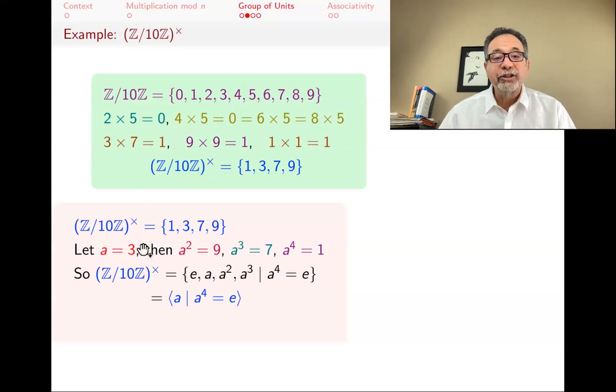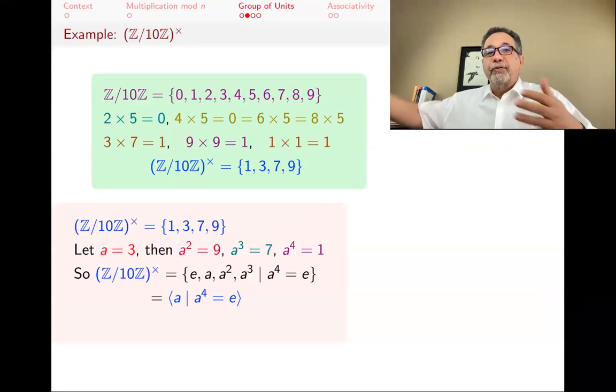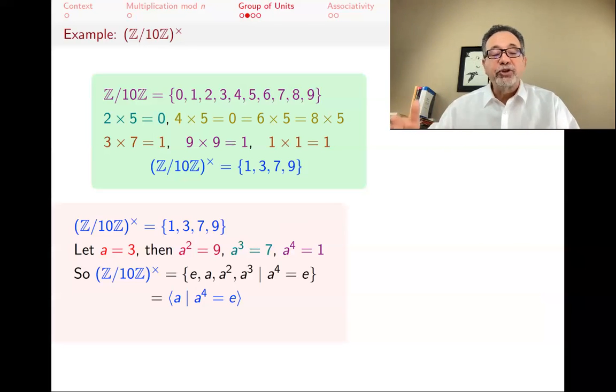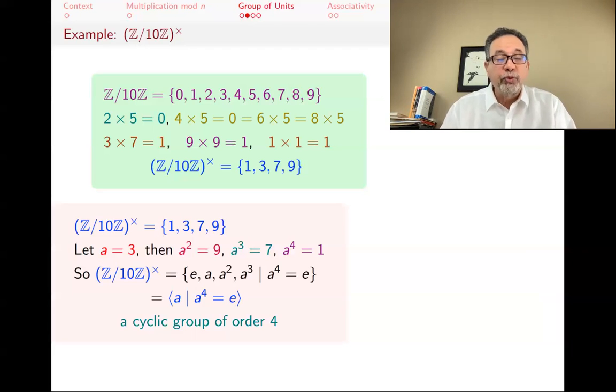Generated by a means that you look at all the words made up of a and its inverses, and in this case, that's just going to be a squared and a cubed, but you have this relationship, a to the 4th is e. That's important because otherwise the group generated by a would just go on forever in both directions: a squared, a cubed, a to the 4th, but also a inverse, a to the -2, a to the -3, and so forth. But in this case, it's just going to be 4 elements: e, a, a squared, and a cubed. This is a group of order 4. It has 4 elements, and it's a cyclic group.